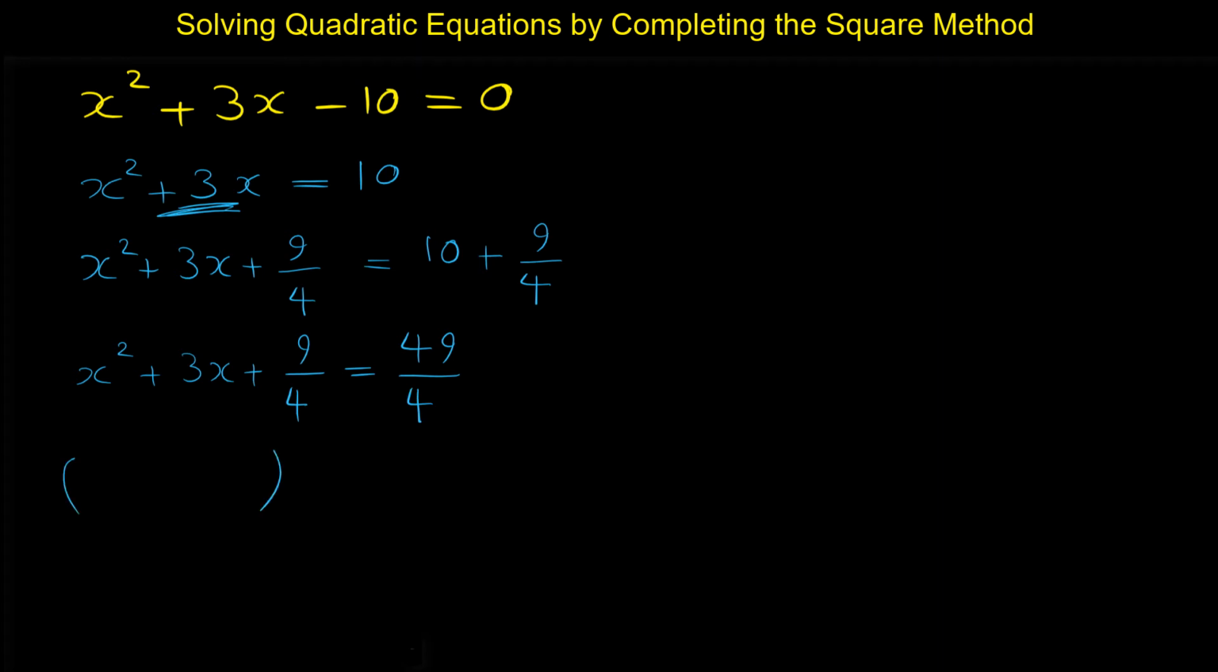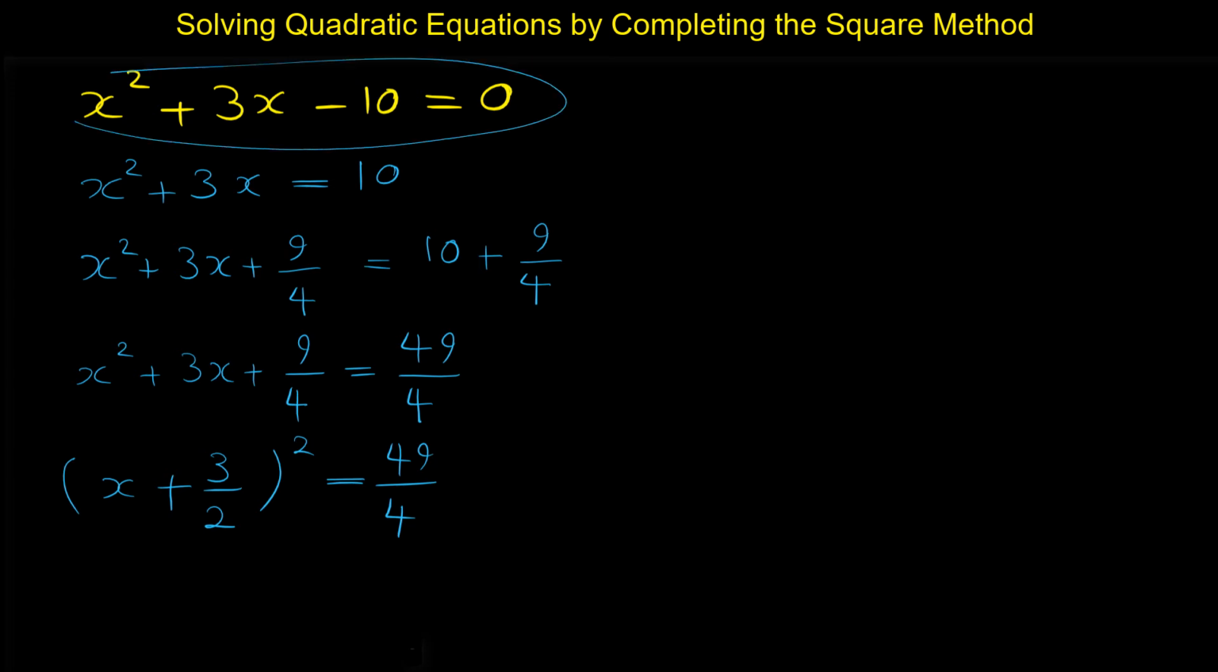And now we can write this as x plus, don't forget, as usual, divide this by 2, which is 3/2, put it here in the bracket, squared is 49/4. Now that we converted the quadratic equation to the complete square form, we are ready to take a square root from both sides of this equation to solve it.